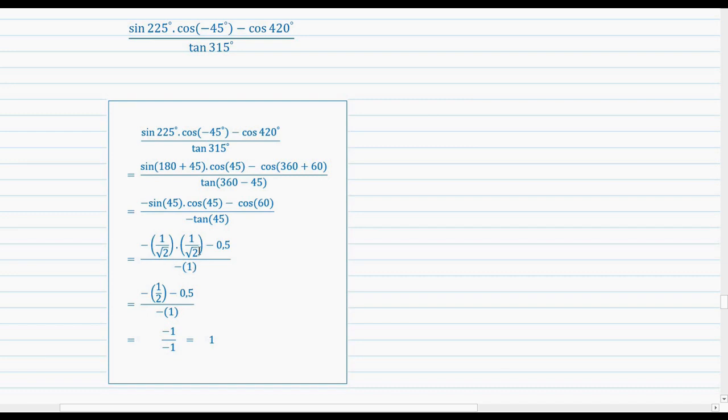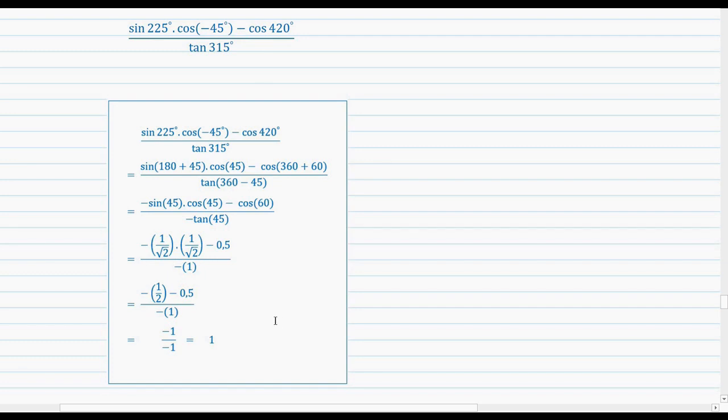Then these two terms multiply by each other to give a value of half, with the minus sign outside, don't forget that. And this is just negative 0.5. And the denominator stays as is, and it all comes down to a value of 1. And that's the final solution to this equation.